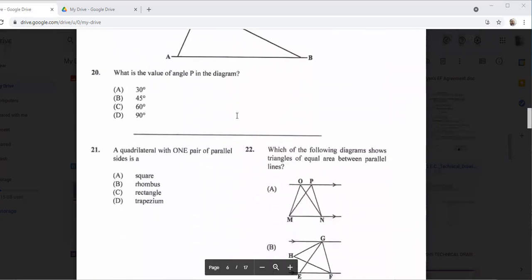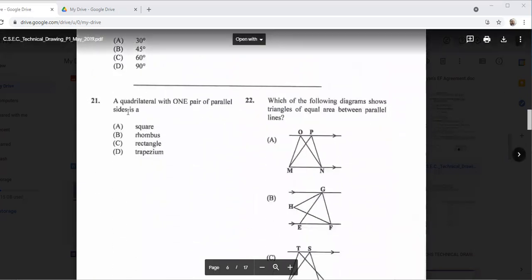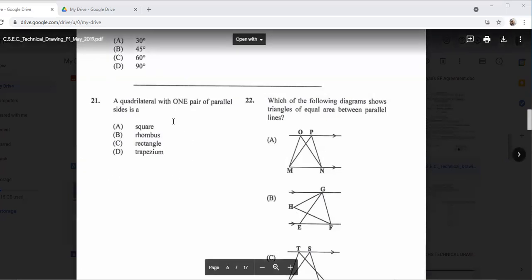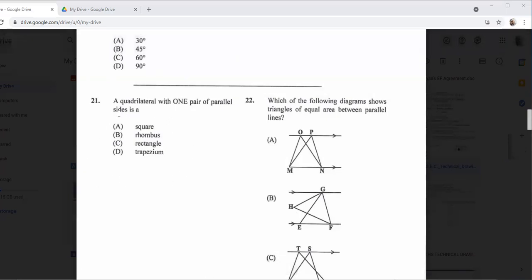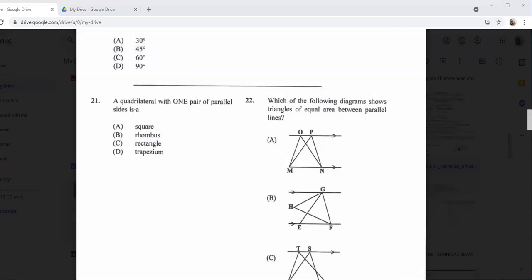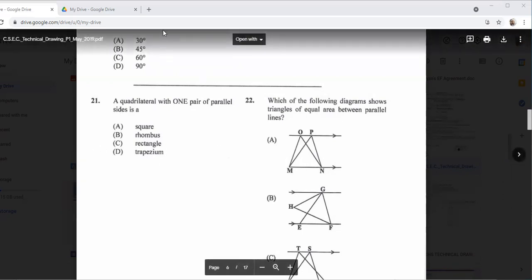All right, good. Let's move on to 21. A quadrilateral with one pair of parallel sides is a... again, we looked at this one in the book. This quadrilateral has no sides or angles equal. All angles and sides are unequal, except that two sides are parallel. So it's a trapezium.